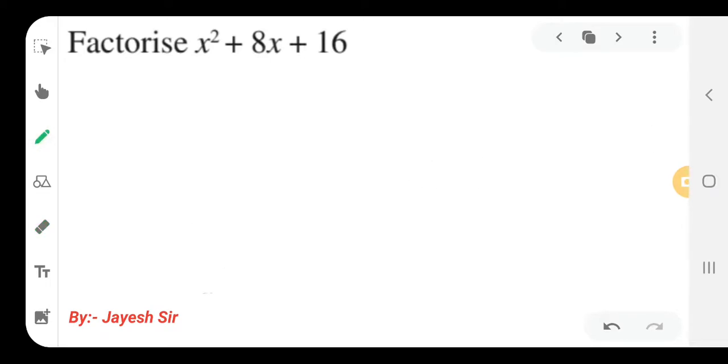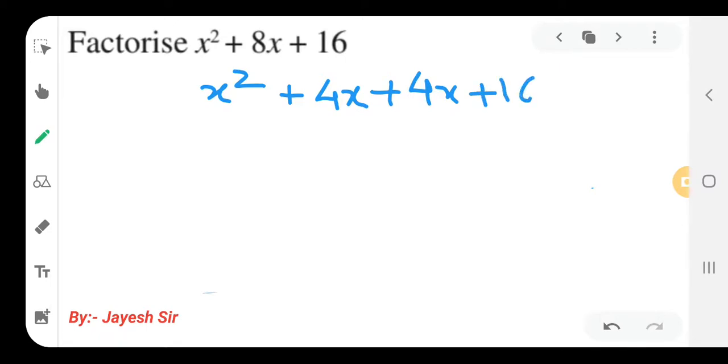Now what we can do over here: x square plus, by multiplication of two numbers we want 16, and by addition or subtraction we want 8. That we have to get: 4 fours are 16, that is 4 square. So 8x could be broken into two parts, and can be written as 4x plus 4x plus 16. We get a similar answer, but this method is also used a lot.